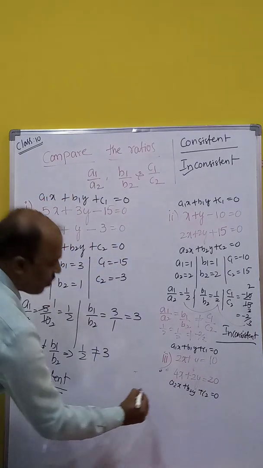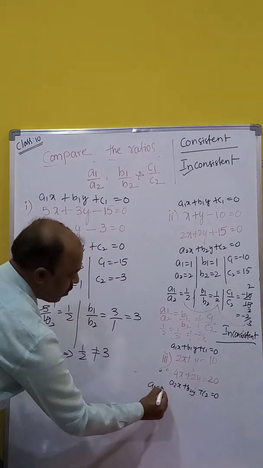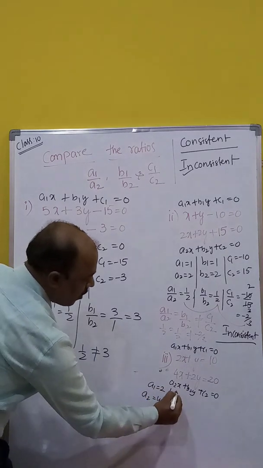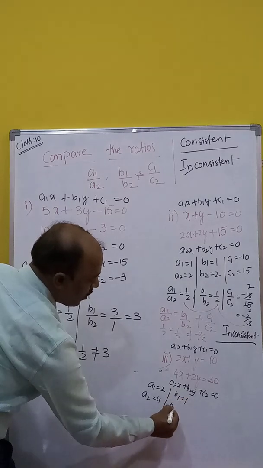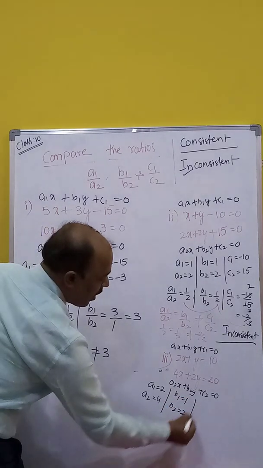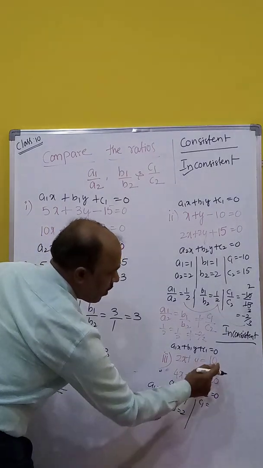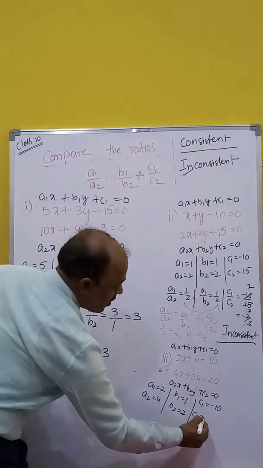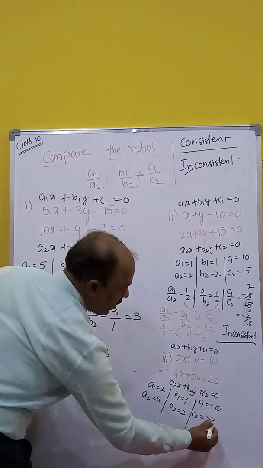What is the a1 value? 2. a1 is equal to 2. a2 is equal to 4. Second one, b1 is equal to 1. b2 is equal to 2. And last one, c1 is equal to, if you take the left side, it is minus 10. Here also the same, c2 is equal to minus 20, negative.